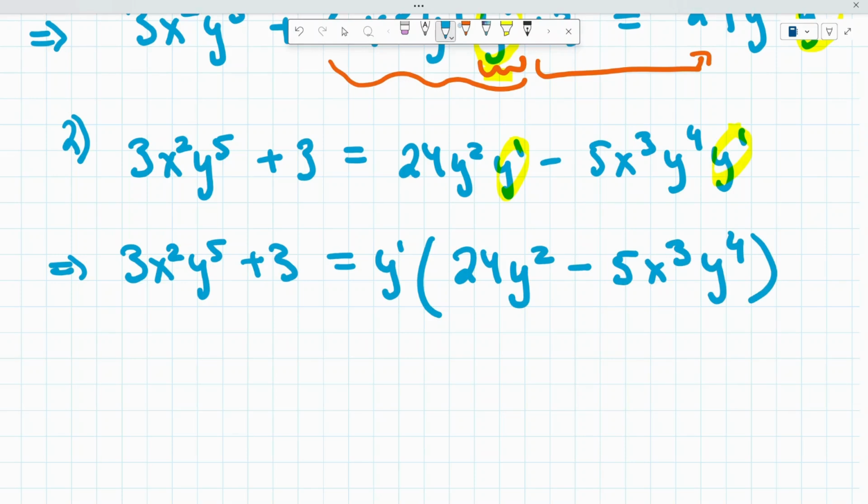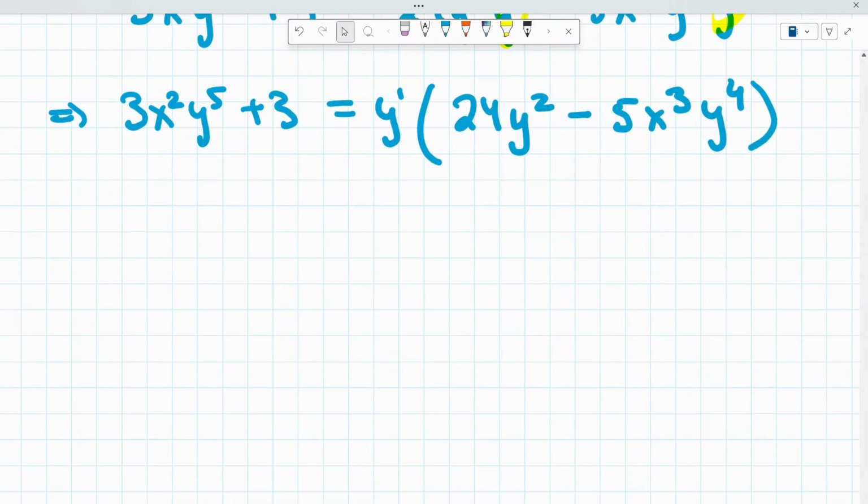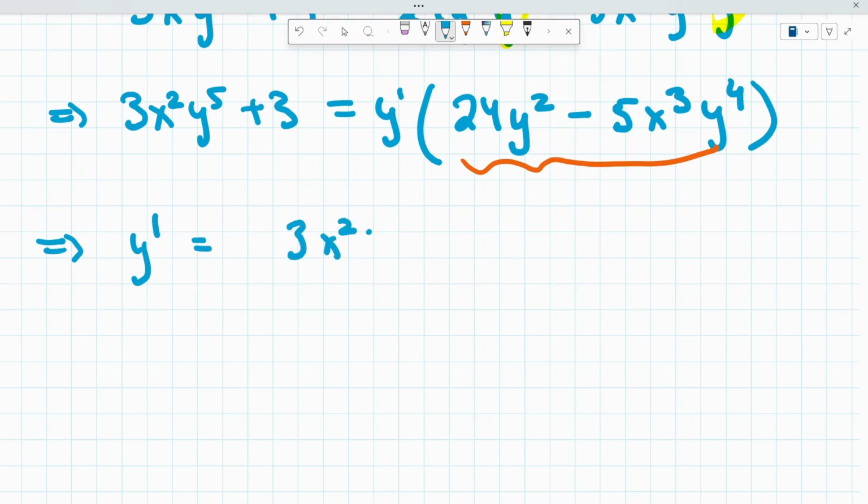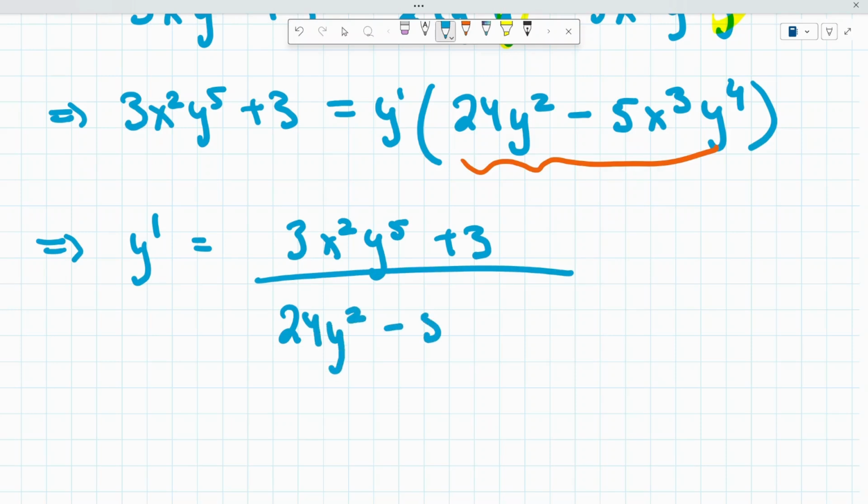Amazing. So now this is actually not too bad. All we have to do is divide this guy on both sides of the equation. So we're left with y prime equals 3x squared y to the 5 plus 3 all over 24y squared minus 5x cubed y to the power of 4.